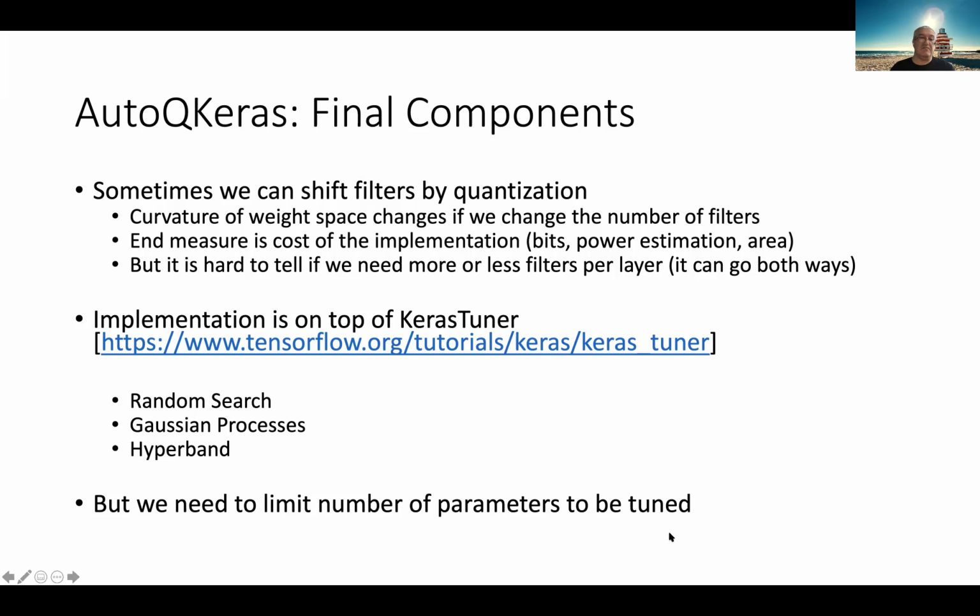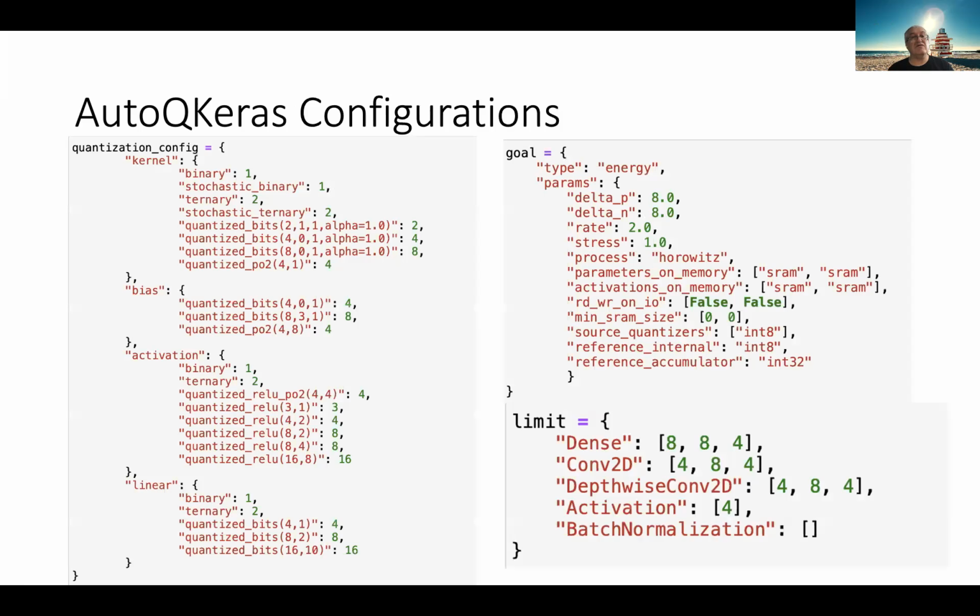But remember, if you're doing random search, even Gaussian processes, if the number of options that you want to try is too large, it will never converge, okay? Because you have to run for a very long time. So this is typically a configuration in AutoQKeras where you specify what kernels you want to try, what biases you want to try, what activations you want to try, and remember what I said about depth-wise and point-wise convolution, that you want to put a linear quantization there that you can replace by different types of quantizers later on. And actually, this linear quantizer accommodates for that reason.